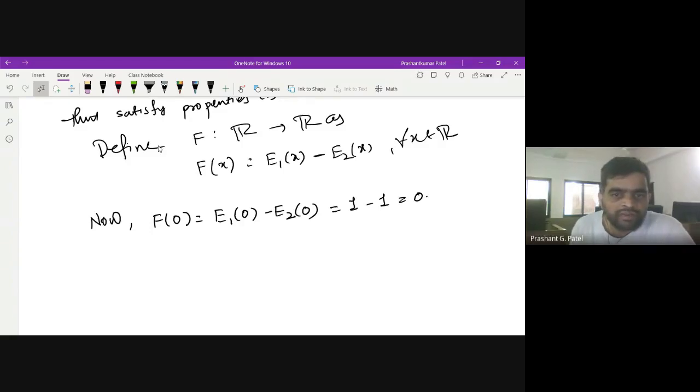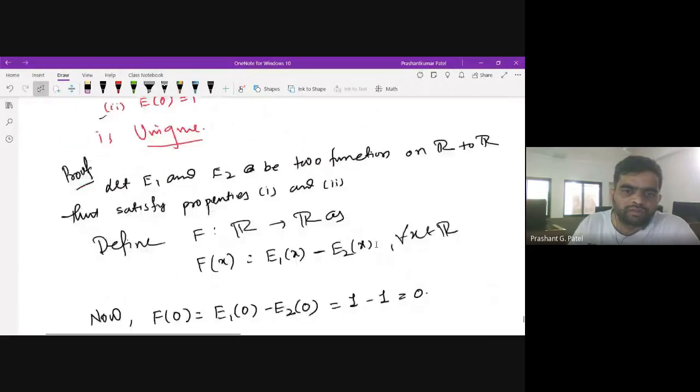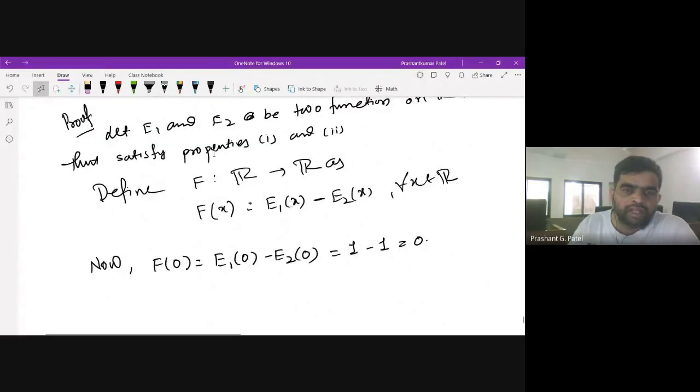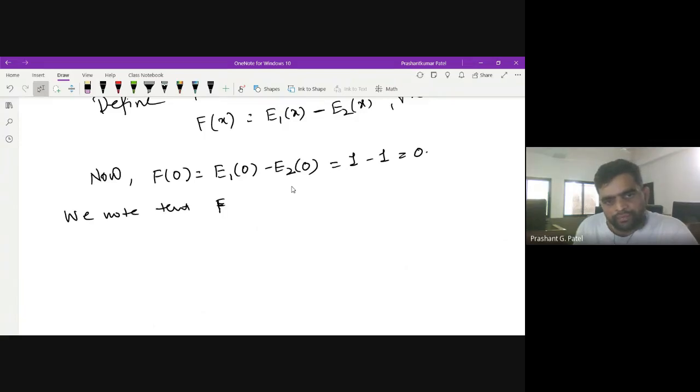Since e1 is differentiable n times as per the argument which we have given here, that is, all n order derivatives exist, due to this corollary e1 and e2 both of them are differentiable n times. So f is also differentiable n times. So we note that f has derivatives of all orders.